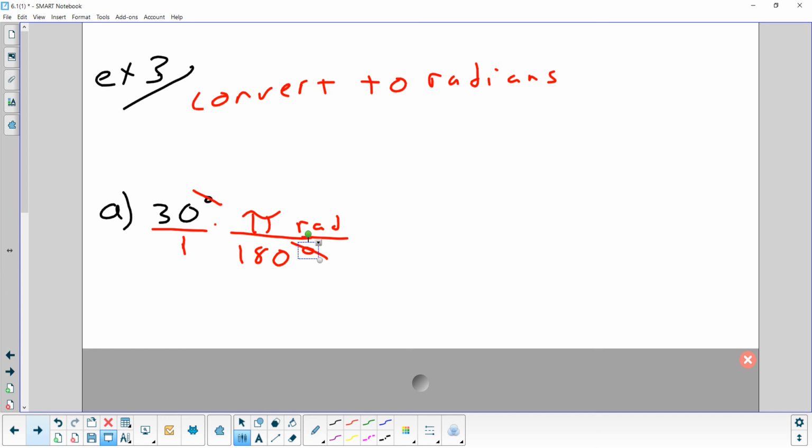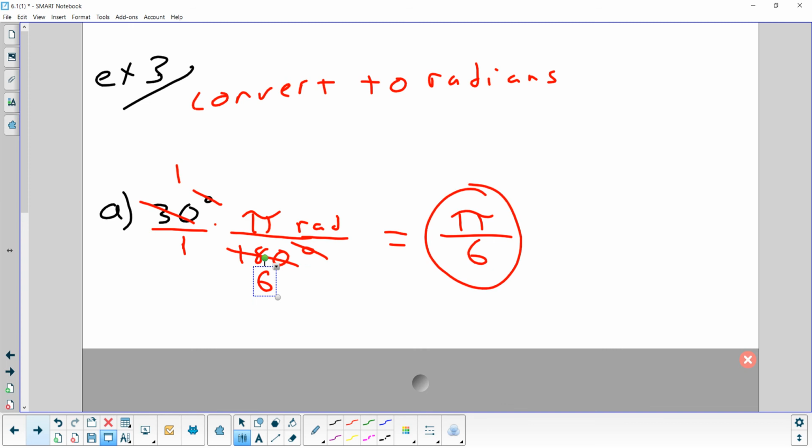That's gone. And then we reduce what else we can. 30 goes into itself once. How many times does 30 go into 180? 6. So your final answer here is 1 times pi divided by 1 times 6. That's how you write the final answer.